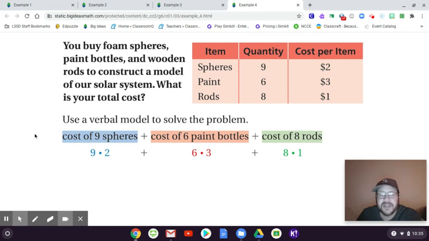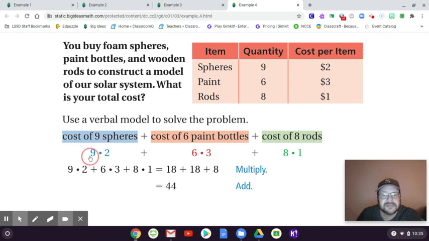Okay, if you said multiply, you are correct. So multiplying has to be done before we add because of the order of operations. So 9 times 2 is 18, 6 times 3 is 18, and 8 times 1 is 8. And what is the final cost of our project? It ends up being 44. So the total cost is $44.